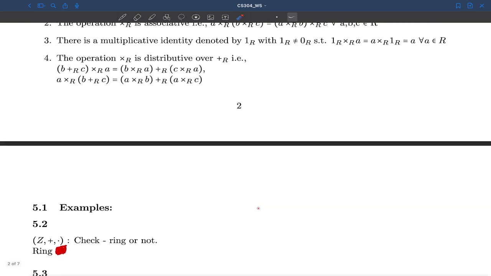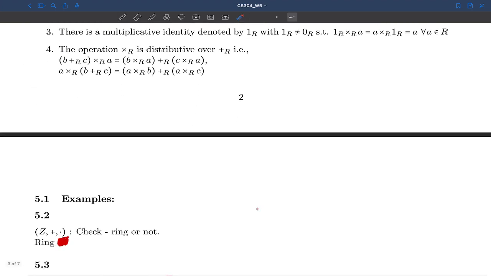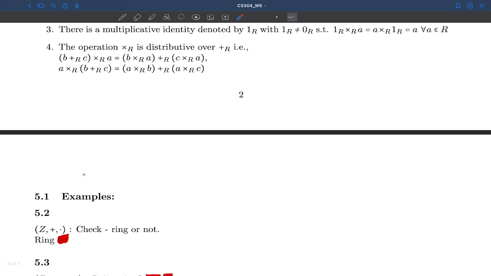Okay, let's see some examples. Let us consider a set of integers. We have taken the integers. The first operator is addition, our basic addition that we know, and this dot is for multiplication. Now the question is: is it a ring?